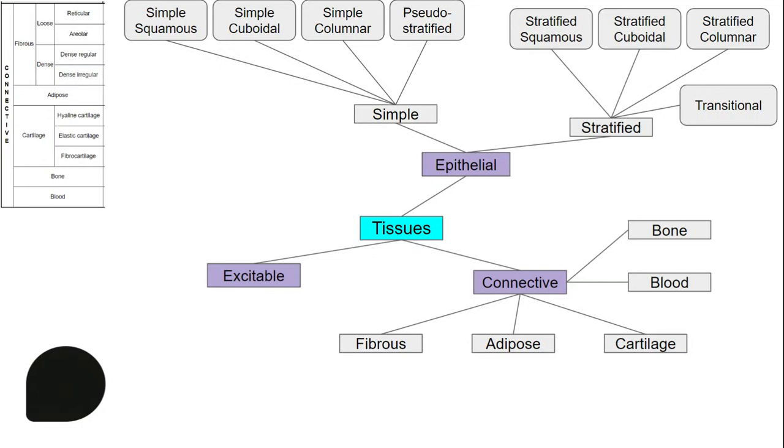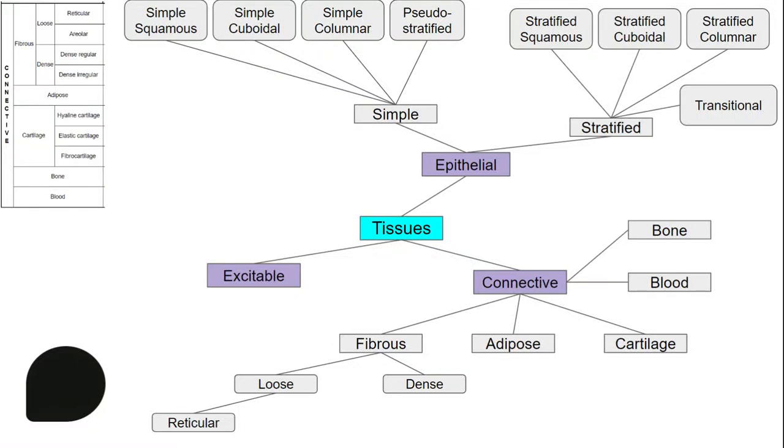And let's start with fibrous. If we look back at our notes, we'll notice there's two categories of fibrous connective tissue. We have loose and we have dense. Loose connective tissue has a lot of like white space or open space in it. And dense, it's compact, right? But they both have a lot of different kinds of fibers.